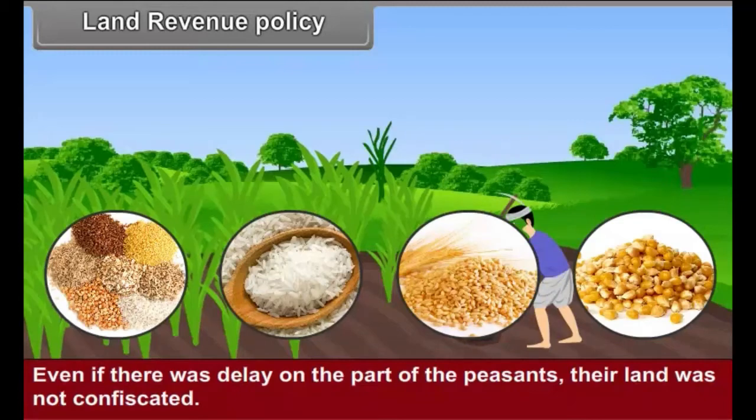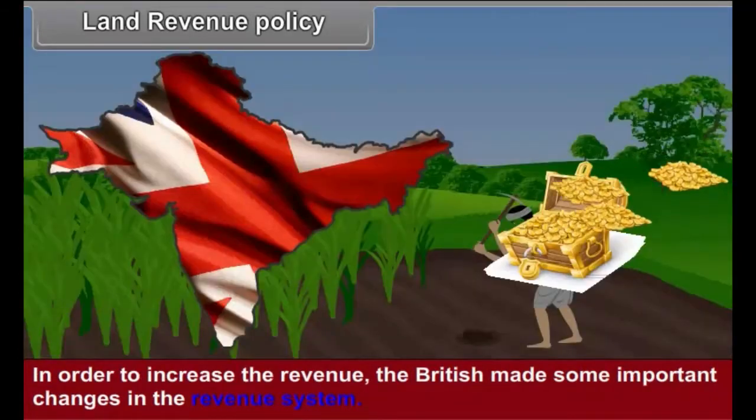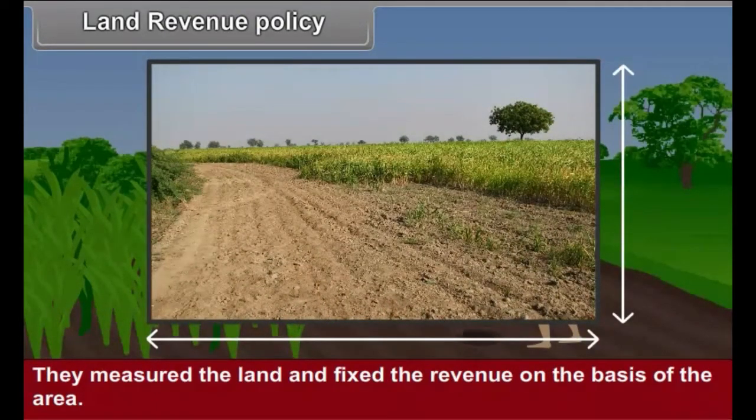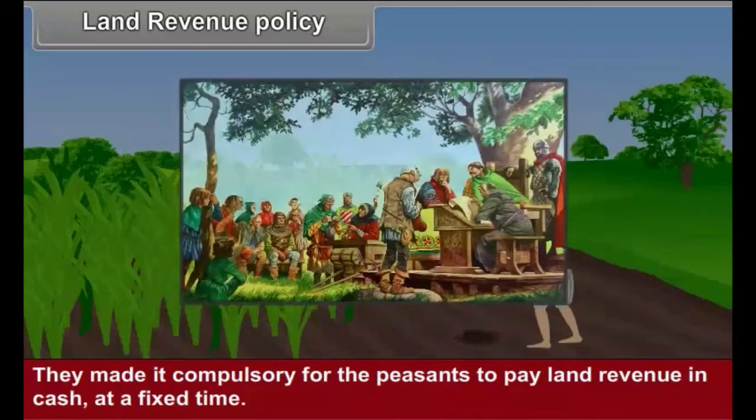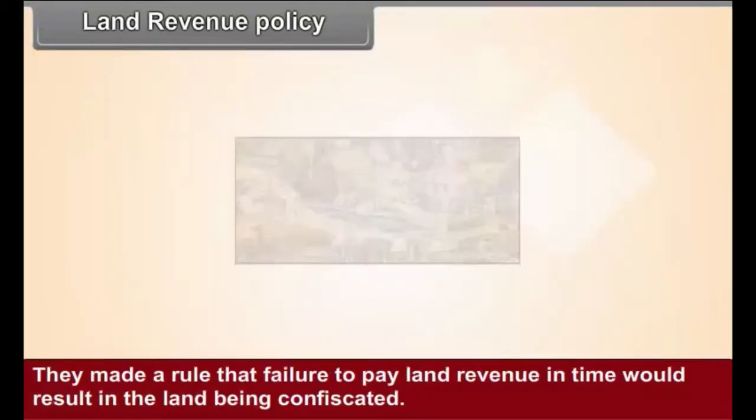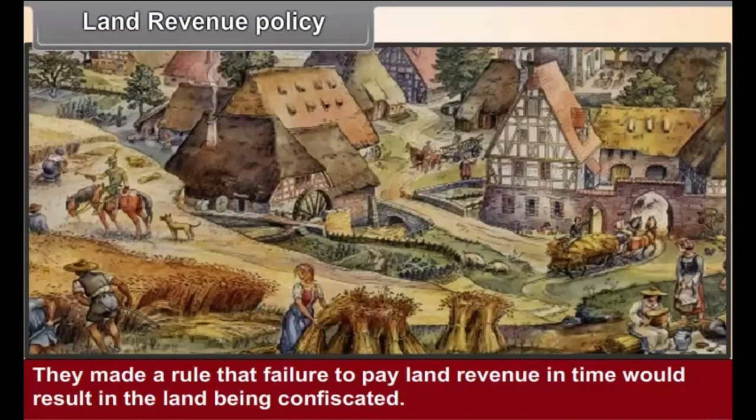Even if there was a delay on the part of the peasants, their land was not confiscated. In order to increase the revenue, the British made some important changes in the revenue system. They measured the land and fixed the revenue on the basis of the area. They made it compulsory for the peasants to pay land revenue in cash at a fixed time. They made a rule that failure to pay land revenue in time would result in the land being confiscated.